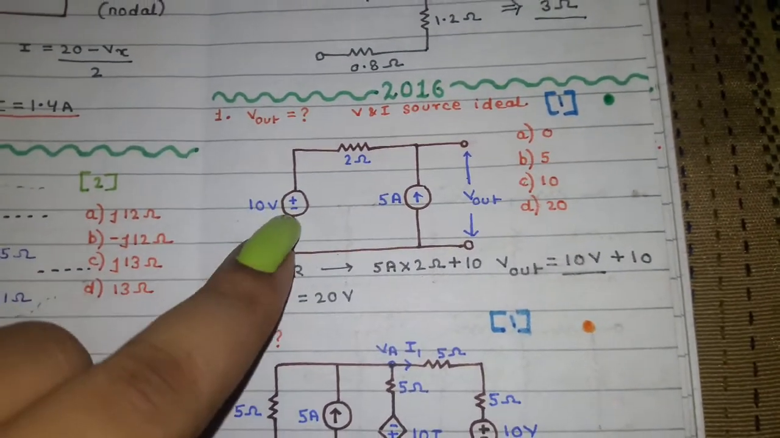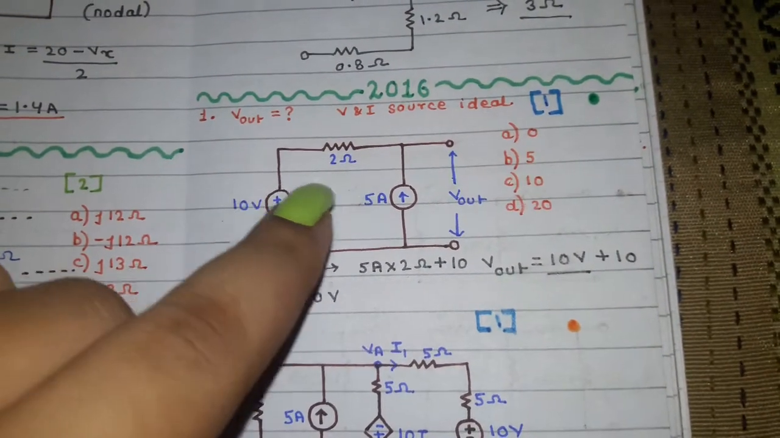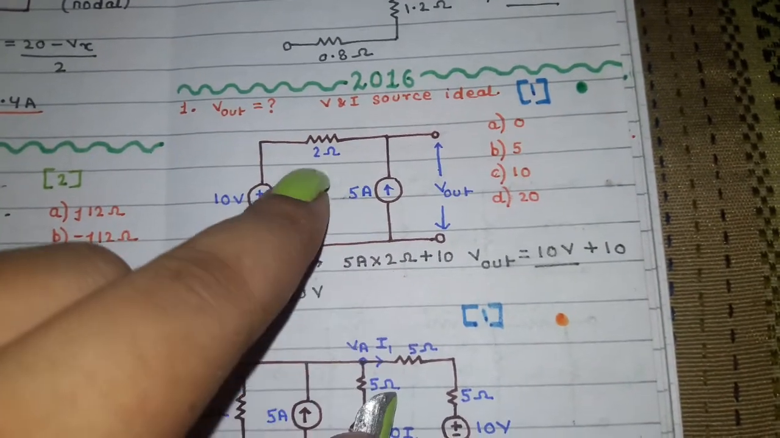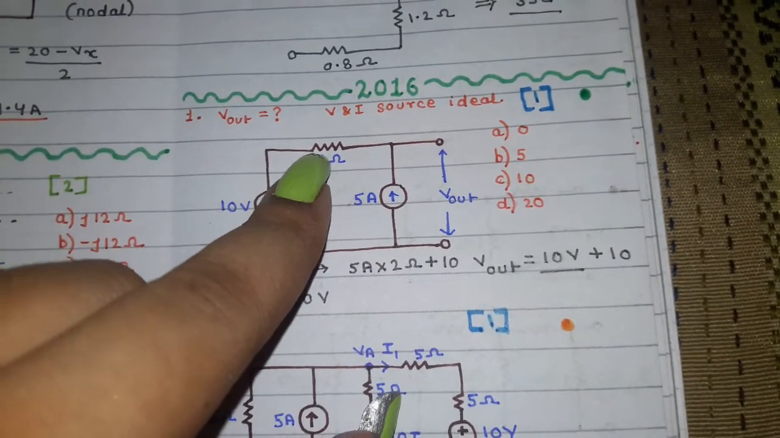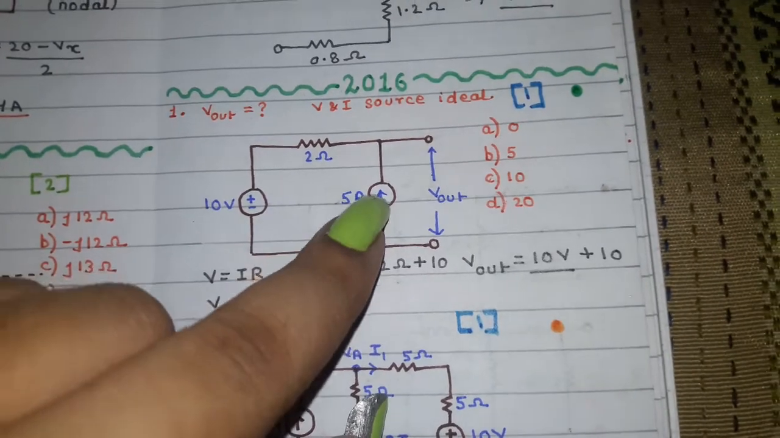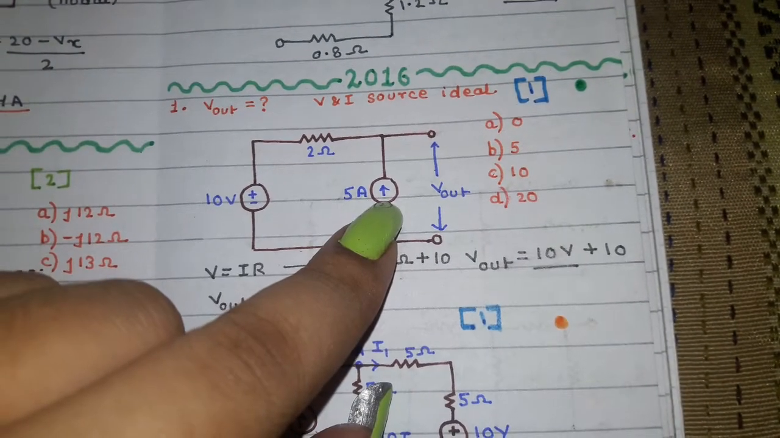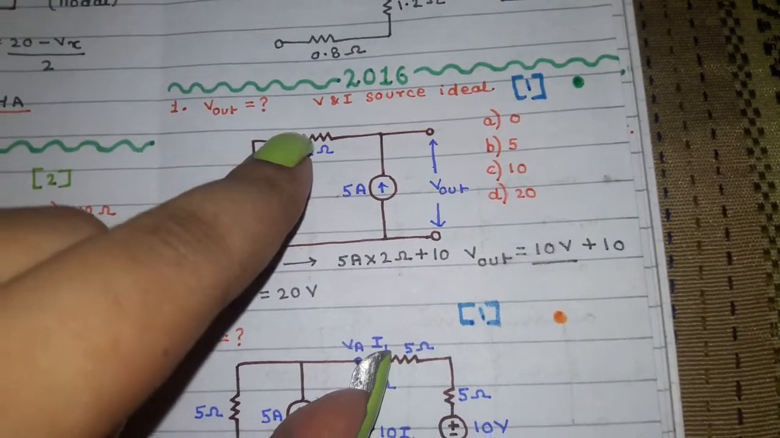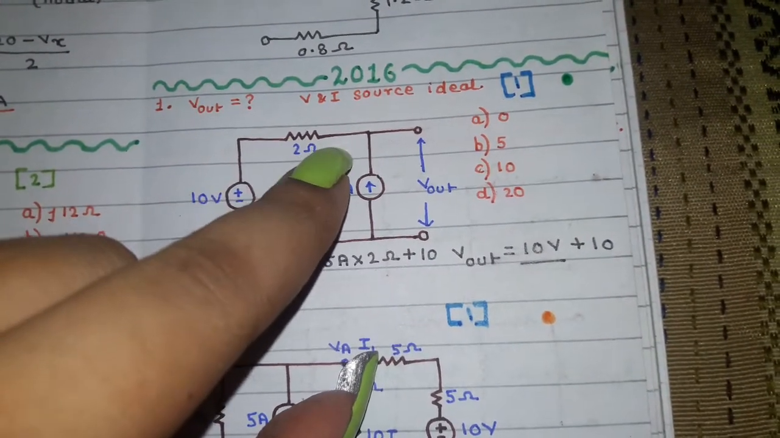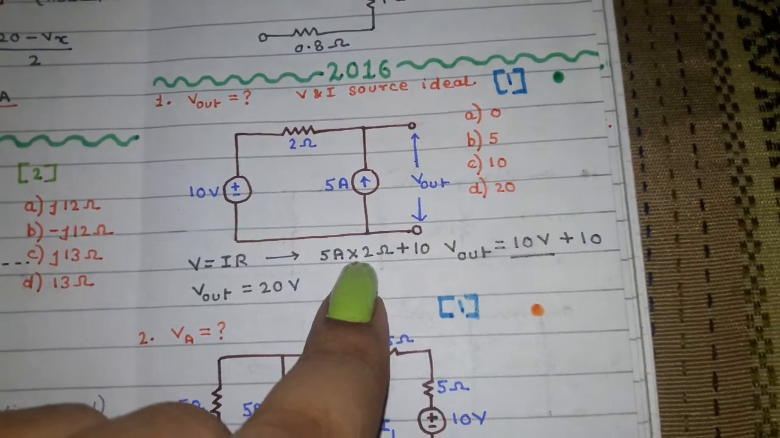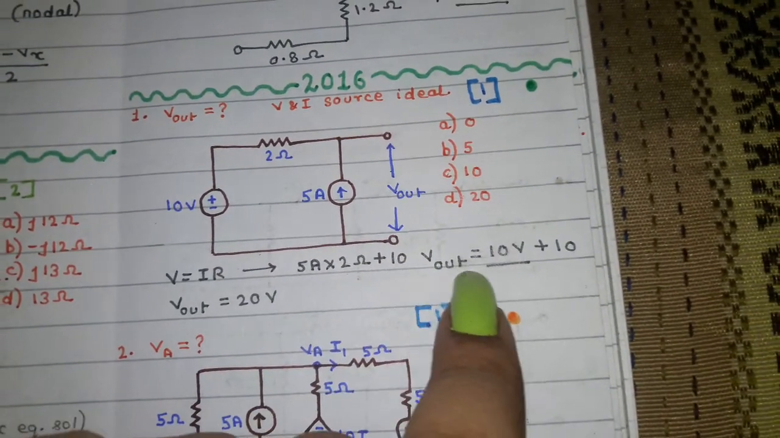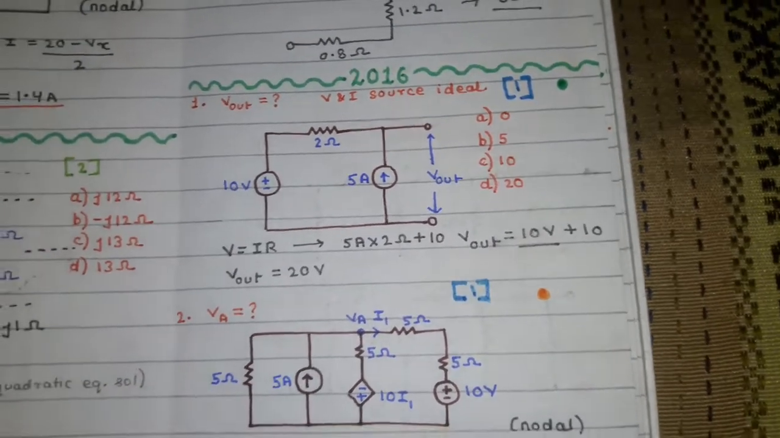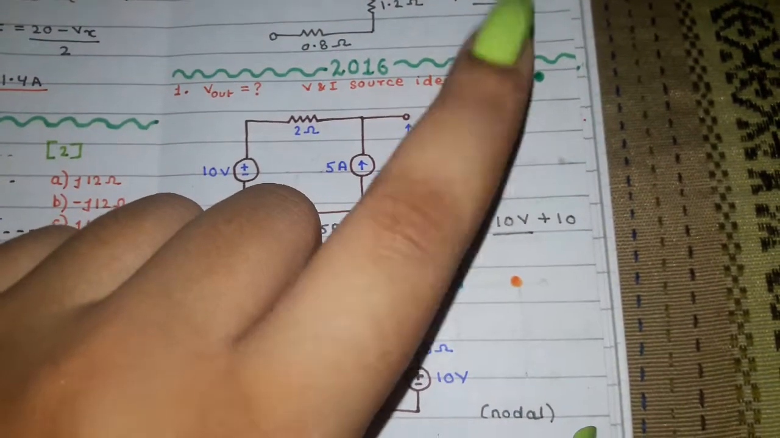Now we have this as your voltage, and this and this together also give some voltage, because we know the formula of Ohm's law: IR equals V. So it is 10 volt plus 2 into 5, that is 5 into 2 plus 10, and the output voltage would be 10 plus 10, that is 20 volt. This question also carried 1 mark and was easy.